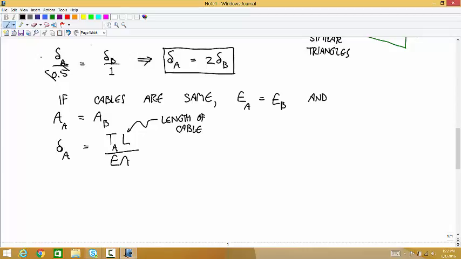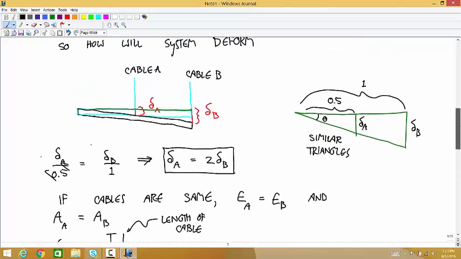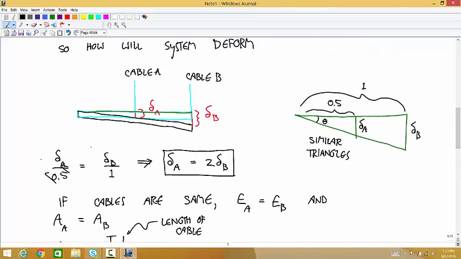Divided by EA. Delta A should be 2 delta A is equal to delta B, otherwise you got it 4 times as long. Right? Oh, I see. Yes. Thank you. So we have delta A is equal to 1/2 delta B.